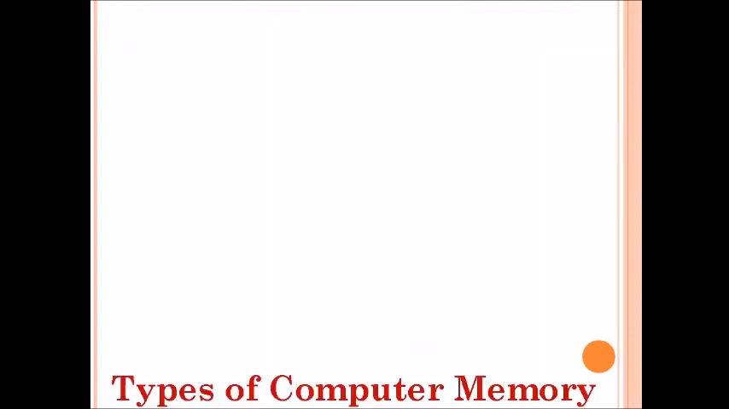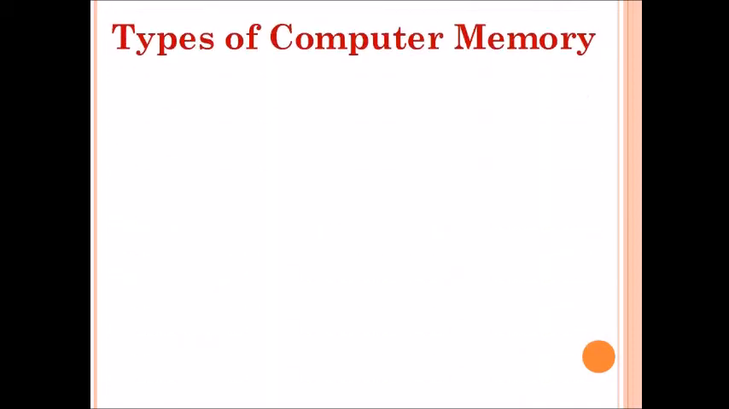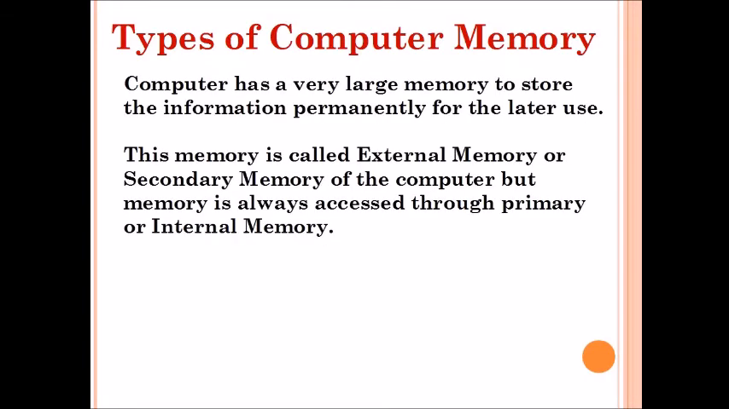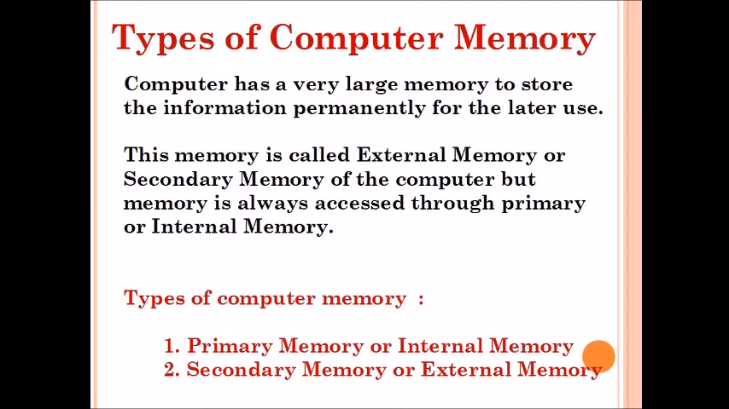The next topic is types of computer memory. The computer has a very large memory to store information permanently for later use. This memory is called external memory or the secondary memory of the computer. But the memory is always accessed through primary or internal memory. So there are two types of computer memory. First is primary memory, which we also call internal memory. And the second is secondary memory, which we also call external memory.